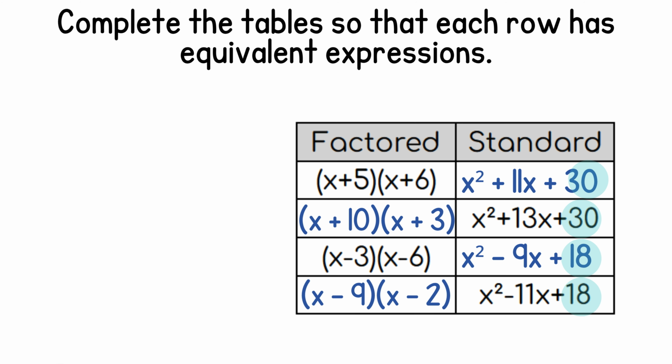Now if we look at the constant term in all of the equations that were in standard form, we can see that they're all positive. And this makes sense because all of those expressions in factored form had the same sign. They were either both positive or both negative.